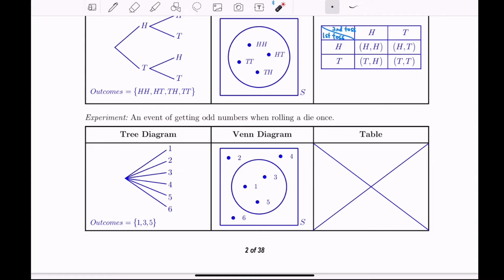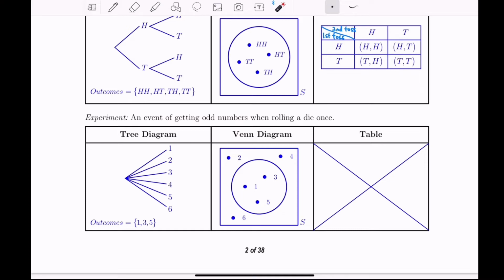Okay, if we illustrate our experiment by using a Venn diagram, we know that the sample space, if we roll a die, has 6 outcomes, 1, 2, 3, 4, 5, 6. But since the event is just getting odd numbers, the circle means odd numbers. So the odd numbers are 1, 3, and 5. Other than the odd numbers, which are the even numbers, we're going to put outside the circle, but still within the sample space.